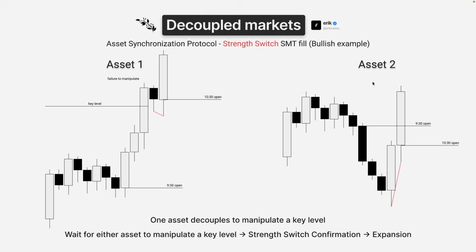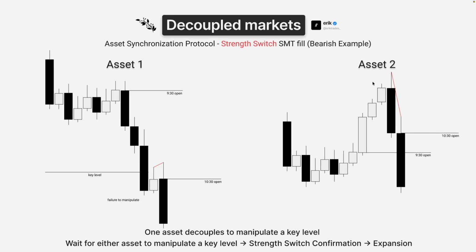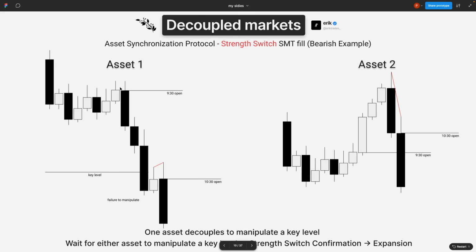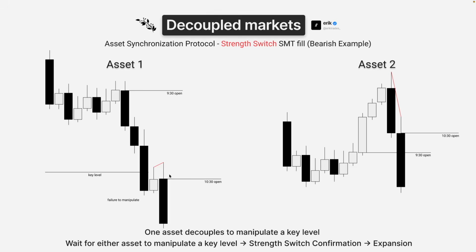Make sense? So here is the bearish example, where you have asset 1 opening up to go lower, while asset 2 opens up and trades higher, right? So what we get here is another form of decoupling. This is just the bearish example, right? But we're going to be going over this. So this asset is bearish, therefore it should not be taking out the highs. This asset is bullish, therefore it should be taking out the highs.